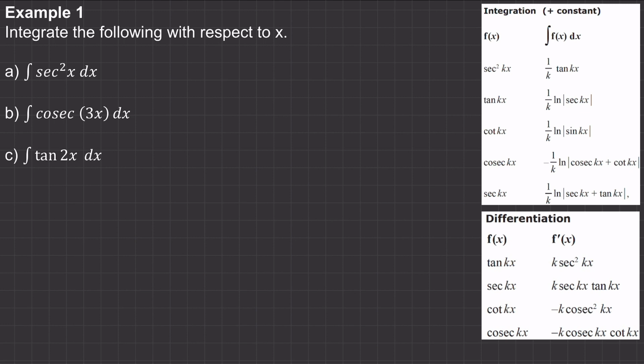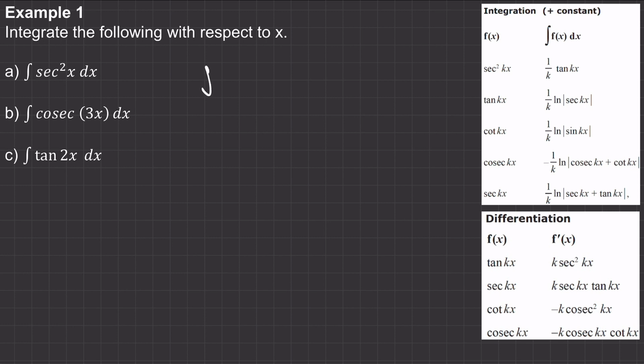But we also have integrals if we work back from differentiation. So the derivative of tan kx is k sec squared kx, but that also means that the integral of this will be tan kx. Throughout the video, we're going to use these standard integrals to work out various problems. Okay, so we'll begin with question A.